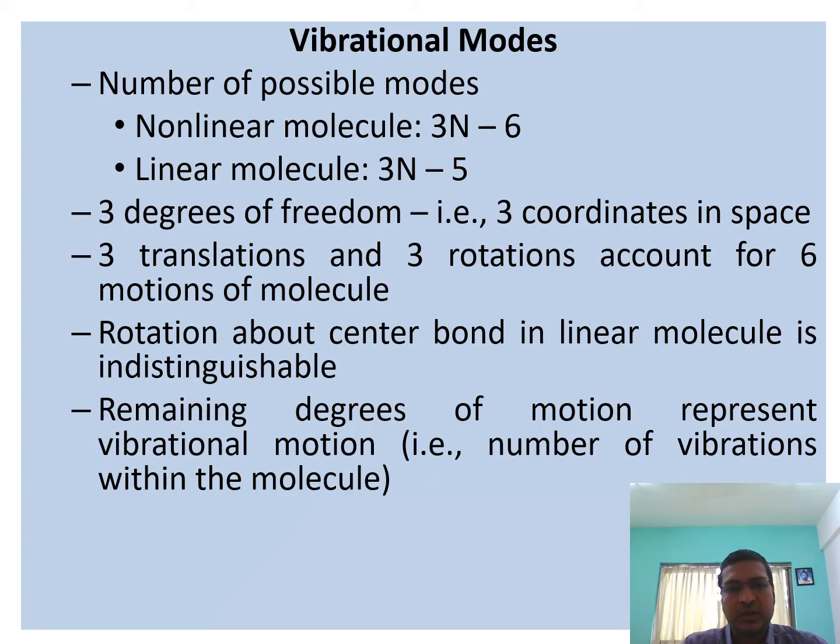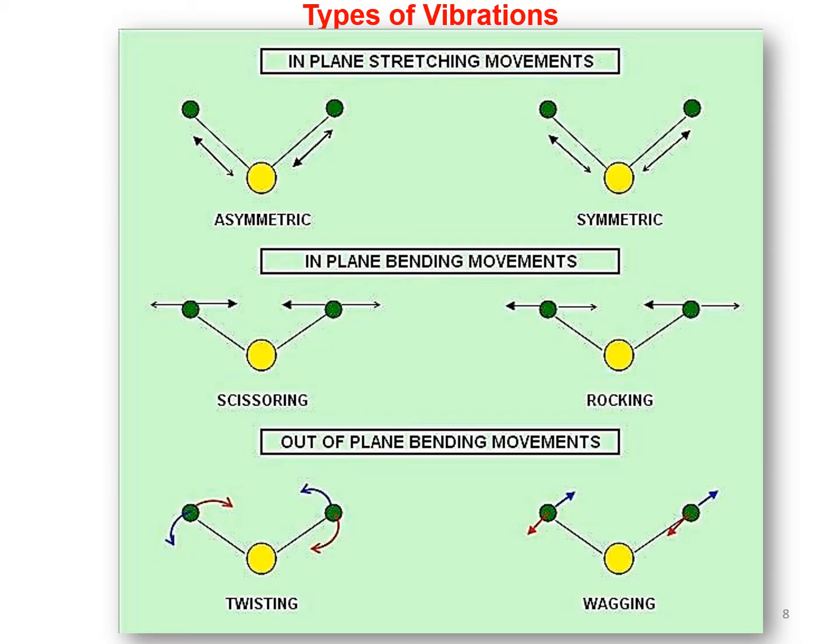So this is a synopsis of what we talked about in the previous slide. The total number of possible modes of vibration is 3n minus 6 in the case of a nonlinear molecule, and 3n minus 5 in the case of a linear molecule.